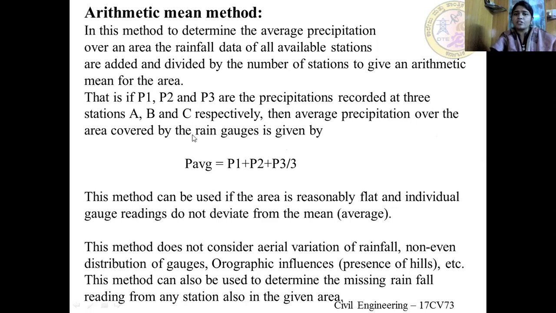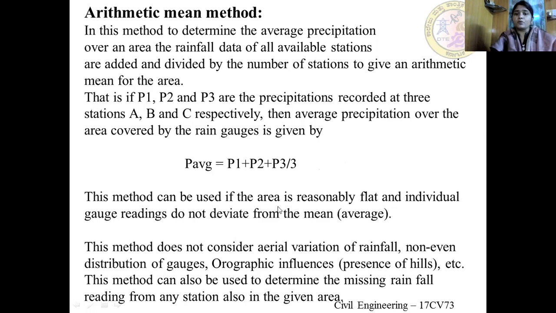How many stations do you have? If it is 6, you're going to collect all these 6 data, P1, P2, P3, P4, P5, P6, divide by 6, and you will get the mean precipitation. So the arithmetic mean method is one of the simplest methods used to determine the average precipitation. It is a simple calculation where all the precipitations at different rain gauge stations are added and divided by the number of rain gauge stations.